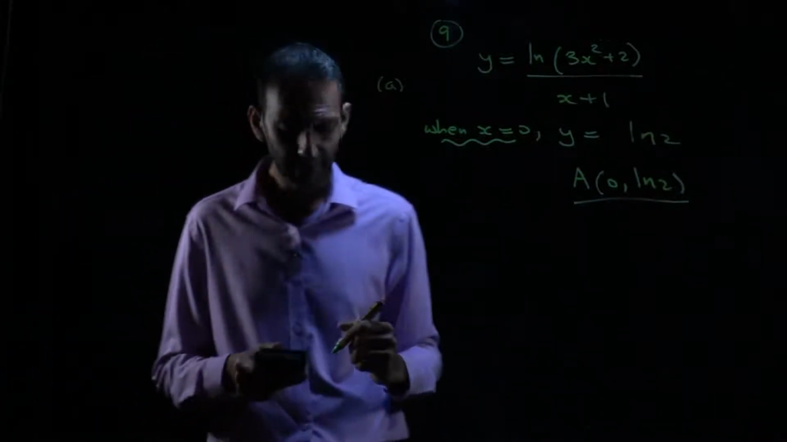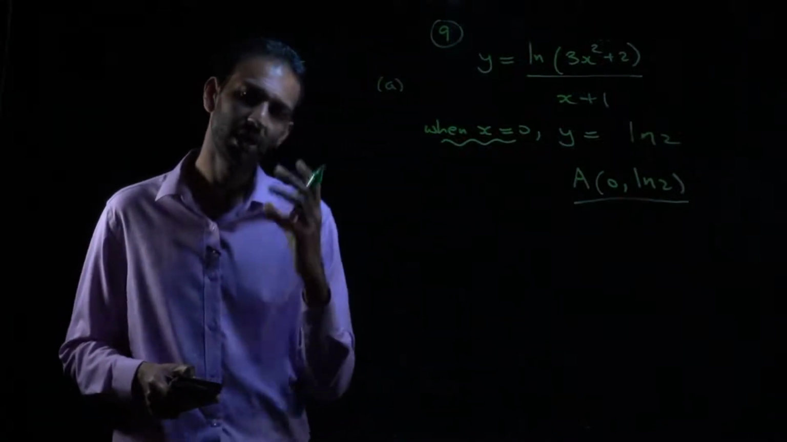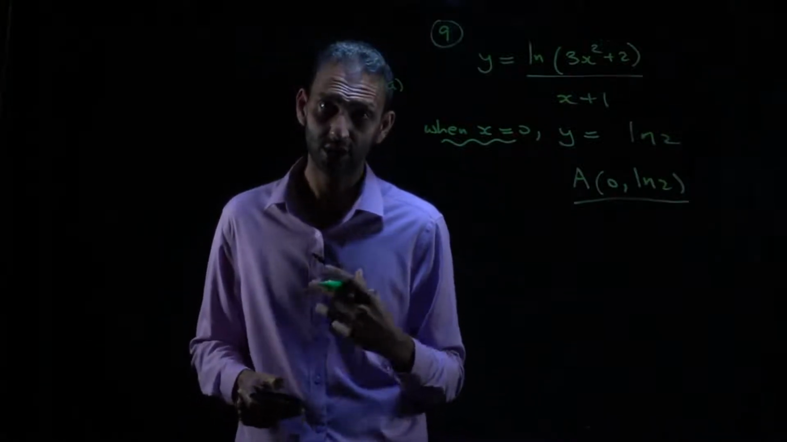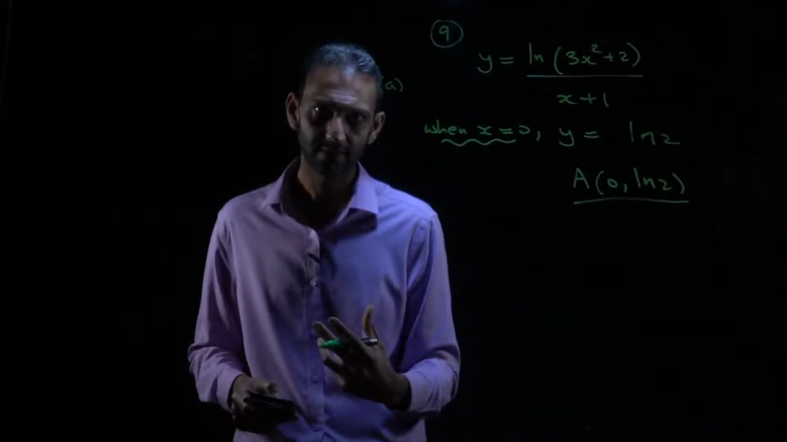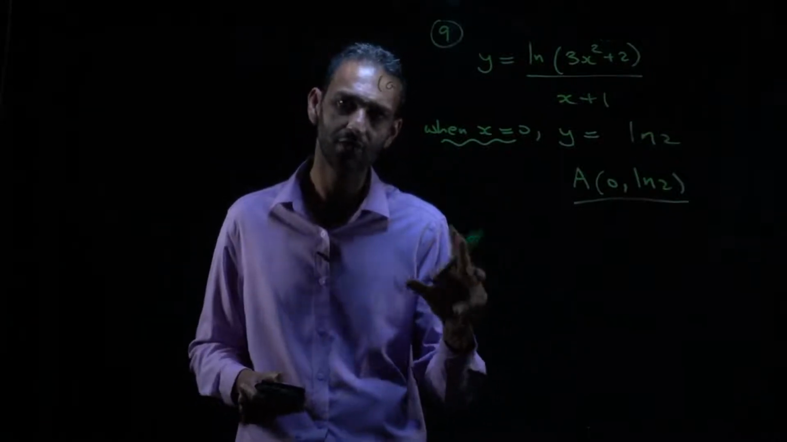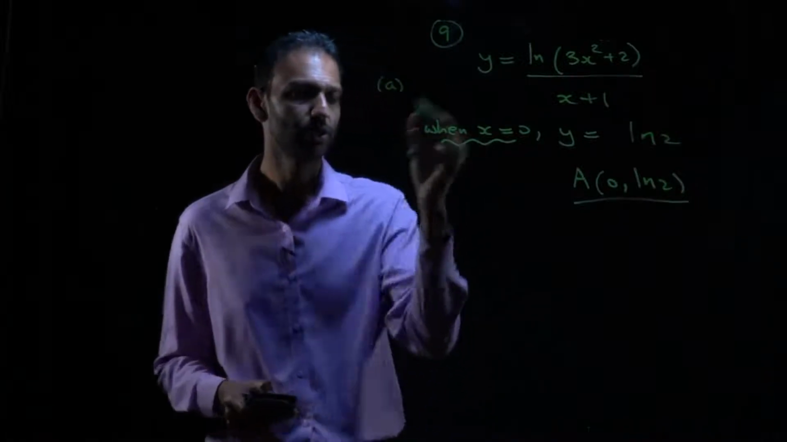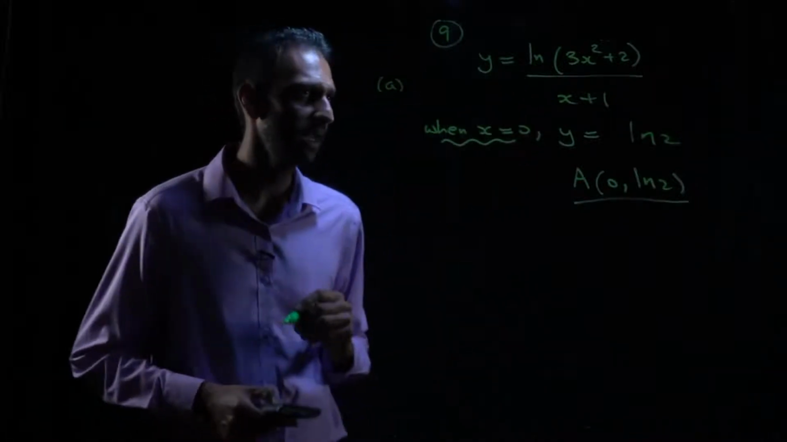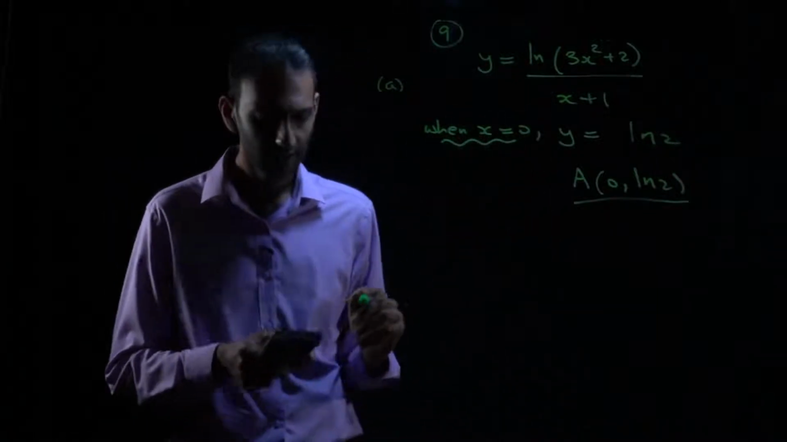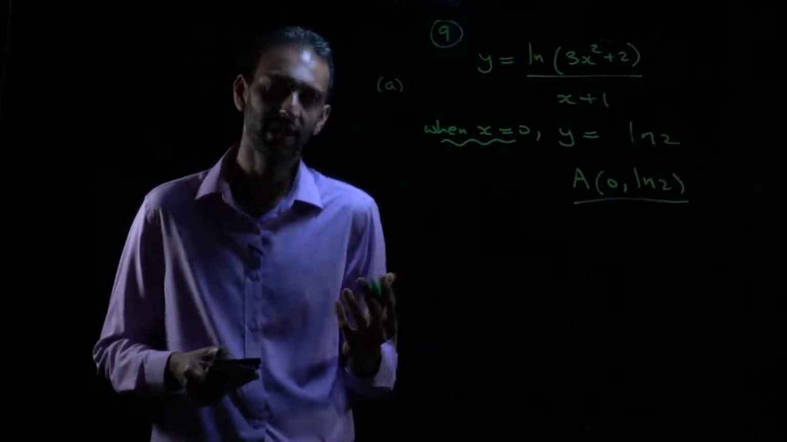Now the next step is we need to differentiate. Why do we need to differentiate? Because if we want to find the equation of the normal, we should find the gradient of the tangent, and the negative reciprocal of the gradient of the tangent will give us the gradient of the normal. So y is equal to ln of 3x squared plus 2 divided by x plus 1. Let us find the gradient of the tangent by differentiating. This is the only way we can do that.